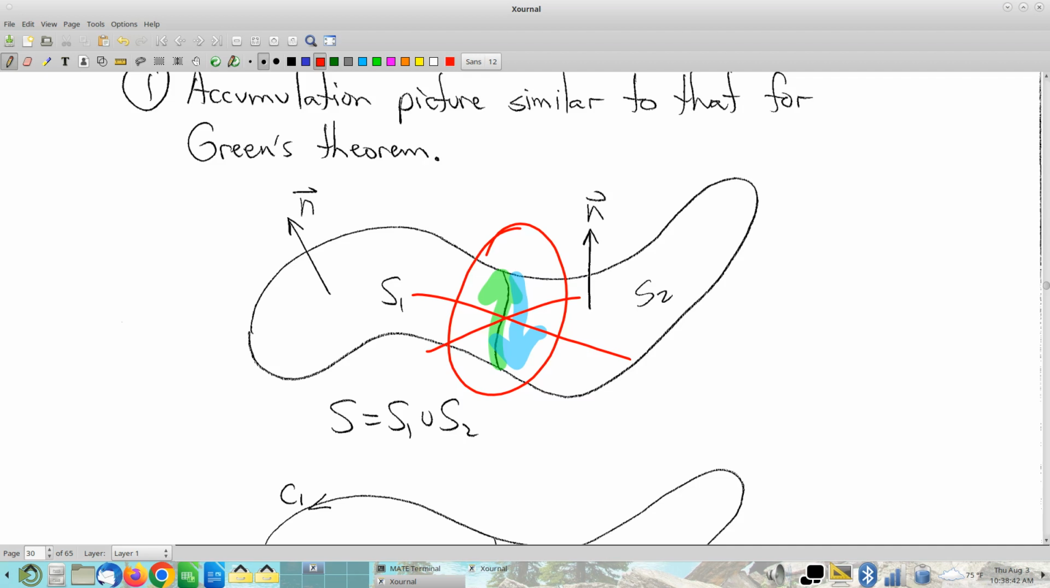Everybody okay with that? Notice how it's the exact same. I mean, again, the details are different, right? But it's morally equivalent to what we saw with Green's theorem. It's morally equivalent to what we saw with the divergence theorem. It's morally equivalent to what we saw with the two-dimensional divergence theorem.